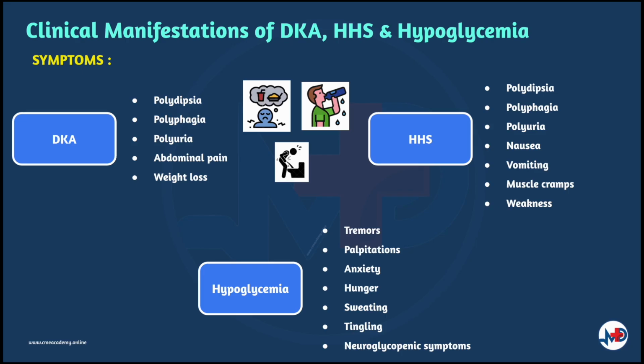In both diabetic ketoacidosis and hyperosmolar hyperglycemic state or HHS, the patients usually complain of polyuria, polydipsia, polyphagia, recent weight loss, nausea, vomiting, lethargy, weakness, and blurred vision. Specifically in DKA, the patients may also complain of abdominal pain.